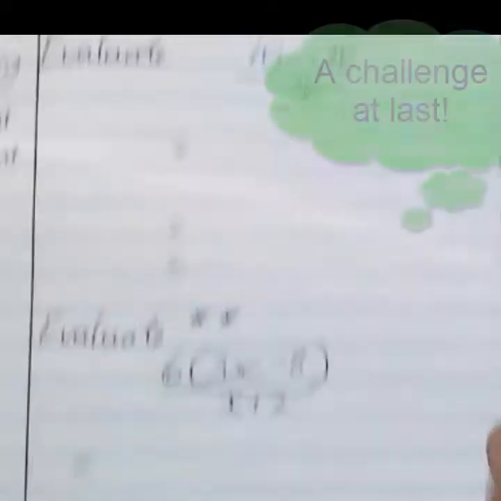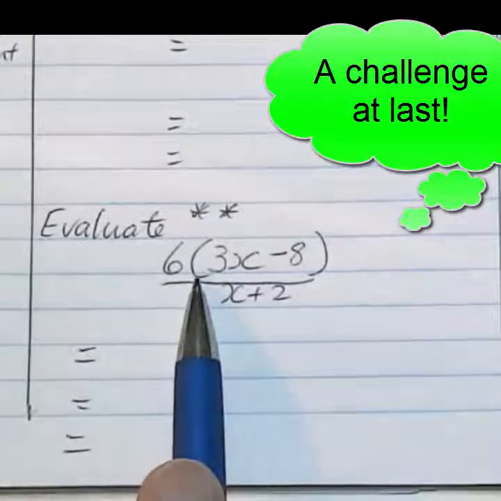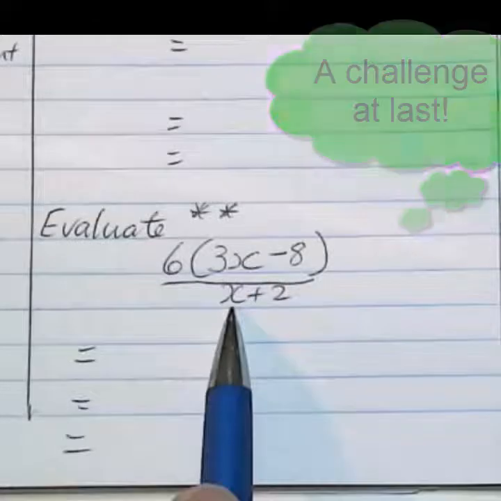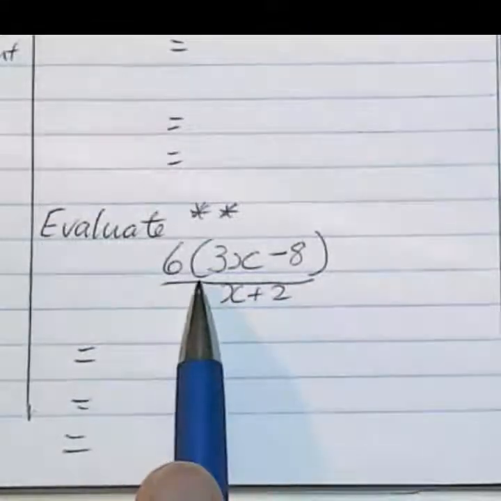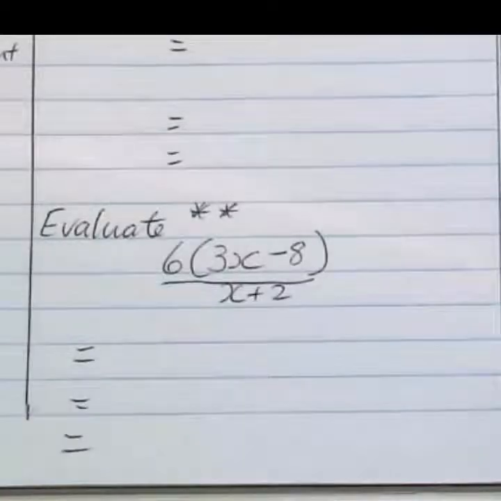And here is a challenge one for those people who like to have a real go. I've got some substitution to do, top and bottom. I have some brackets and things to do. What comes first? I might even be missing a multiplied sign or a division sign. This is a challenge one for you to have a go at.